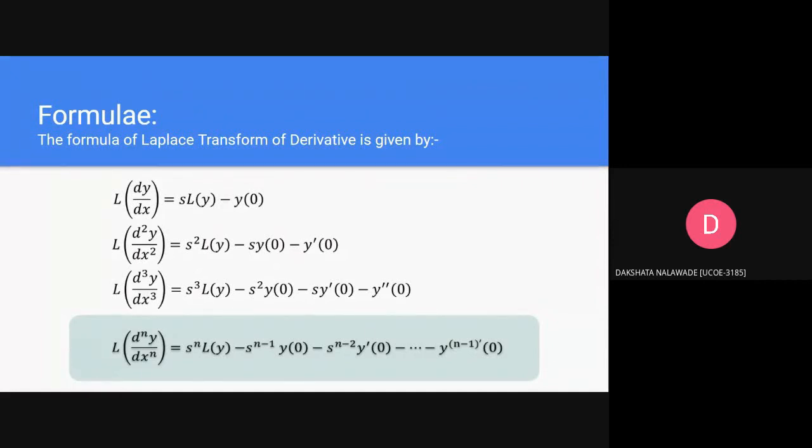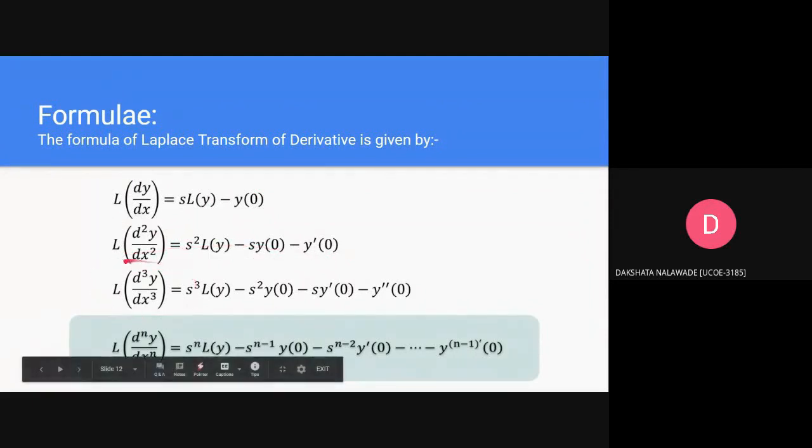The first step to do so is by understanding the formulae required. The main formula required for solving ordinary differential equations using Laplace transforms is the formula for Laplace transforms of derivatives. The formula is given as: Laplace of dy by dx is s into Laplace of y minus y of 0. The Laplace of d2y upon dx square is s square into Laplace of y minus s into y of 0 minus y dash of 0.